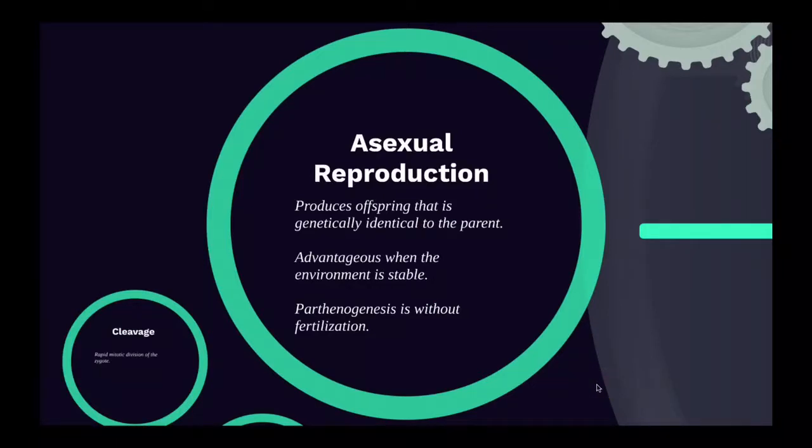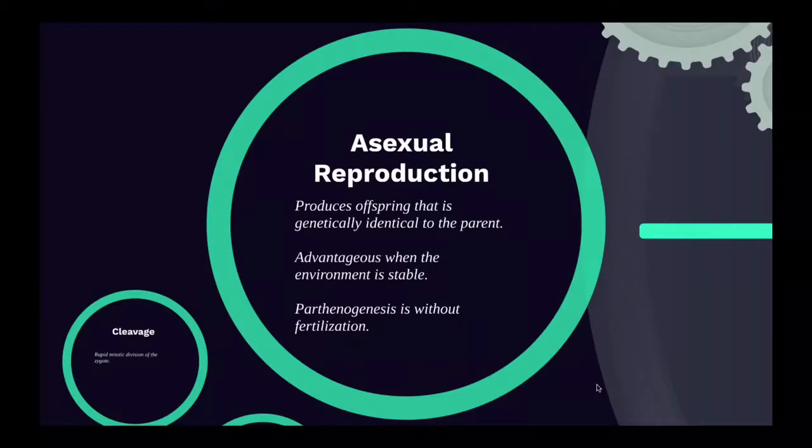Asexual reproduction produces offspring that is genetically identical to the parent cell. This means that offspring can be created quickly. Asexual reproduction is advantageous when the environment is stable because the offspring are identical to parents. However, environment change could lead to the entire population being wiped out.